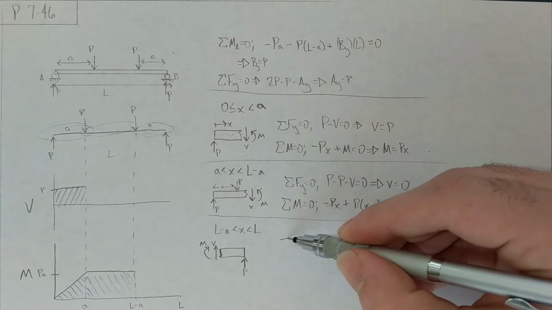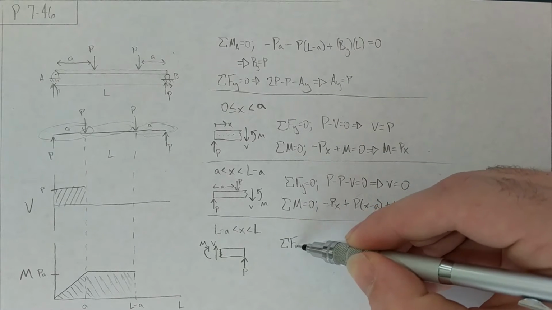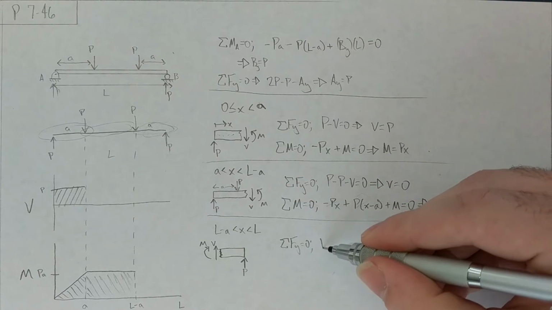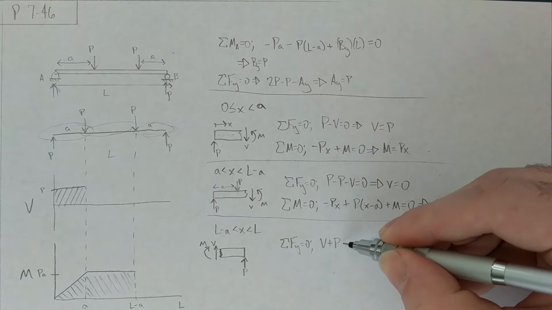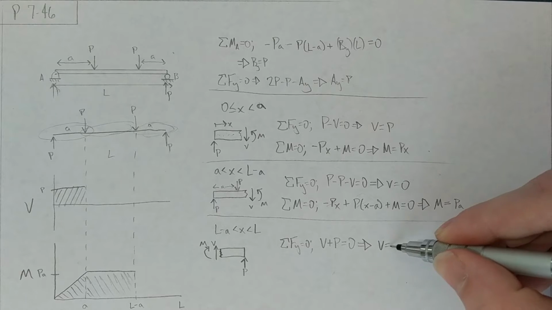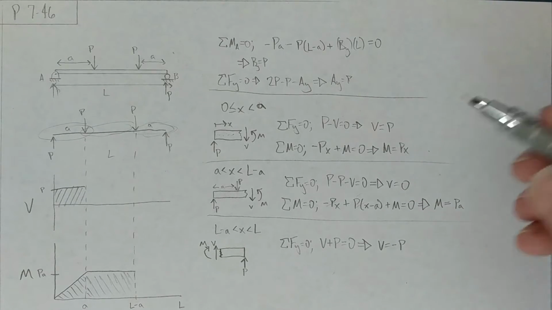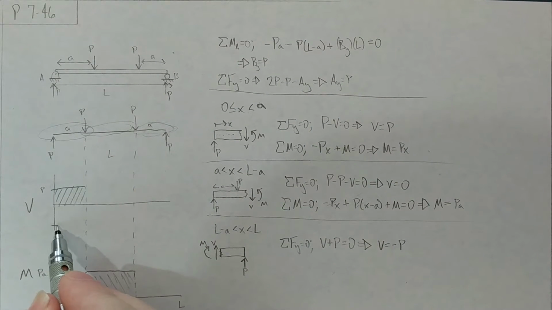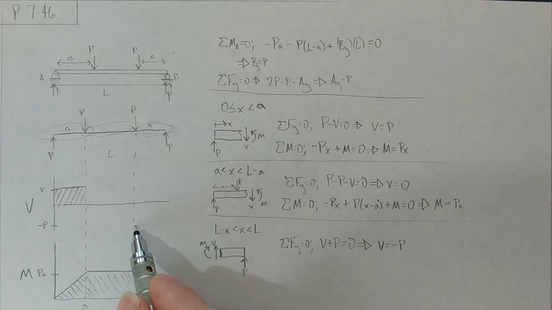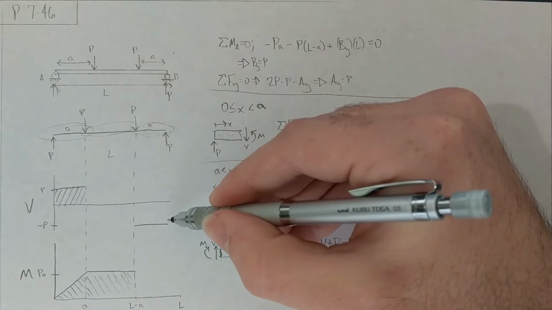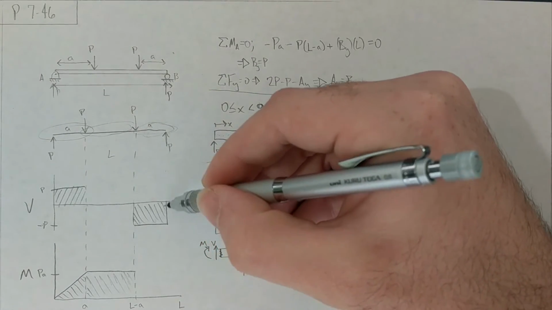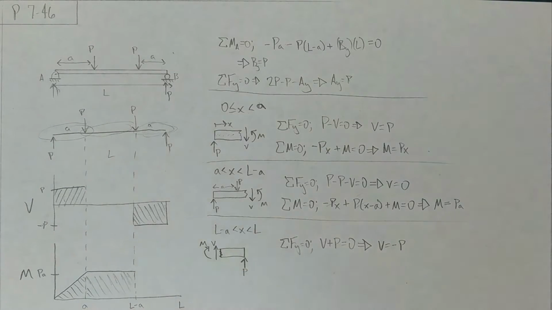Now, if we sum in Y, we get V plus P equals 0. So then we know that V equals minus P. So now P minus P. We were 0 throughout this. Now we're down here. These are not well proportioned, but this should be the same as that.